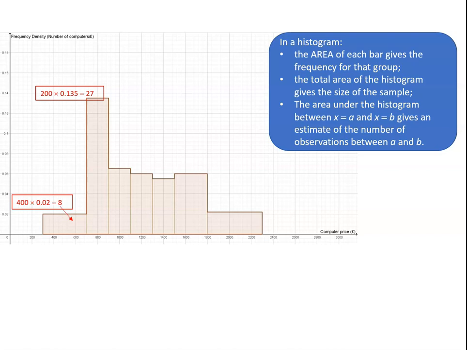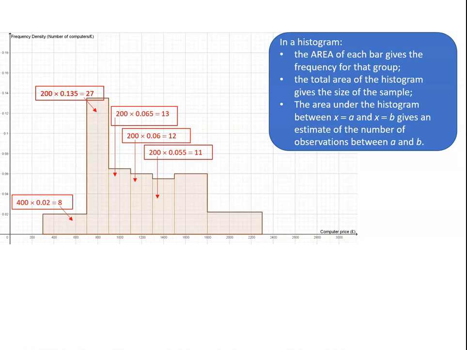The third block has got a base of 200 again and a height of 0.065. So 200 times 0.065 gives me 13. The next block has got a base of 200 and a height of 0.06. So that gives me 200 times 0.06, which is 12. For the next group, we've got a base of 200 and a height of 0.055. So that gives me 11.